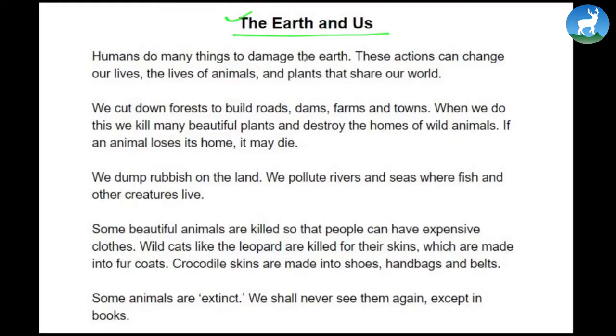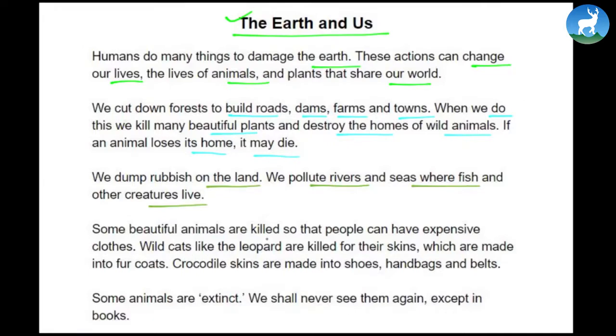Humans do many things to damage the earth. These actions can change our lives, the lives of animals and plants that share our world. We cut down forests to build roads, dams, farms, and towns. When we do this, we kill many beautiful plants and destroy the homes of wild animals. If an animal loses its home, it may die. We dump rubbish on the land. We pollute rivers and seas where fish and other creatures live.